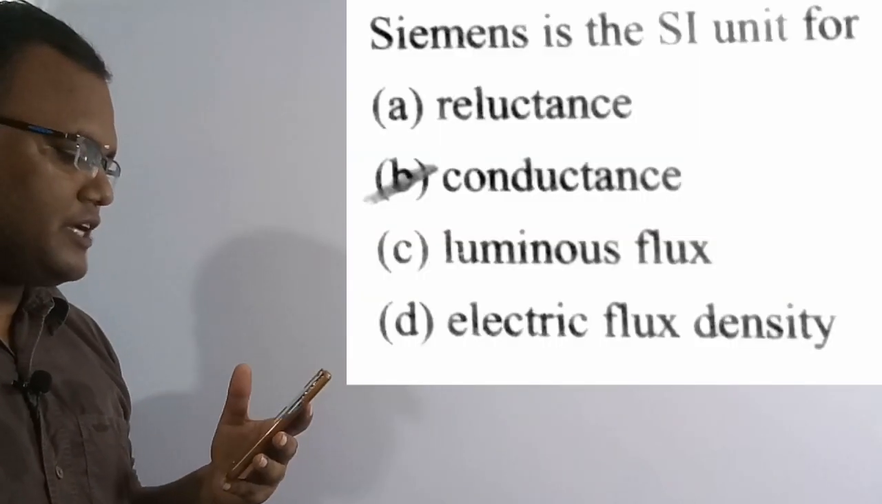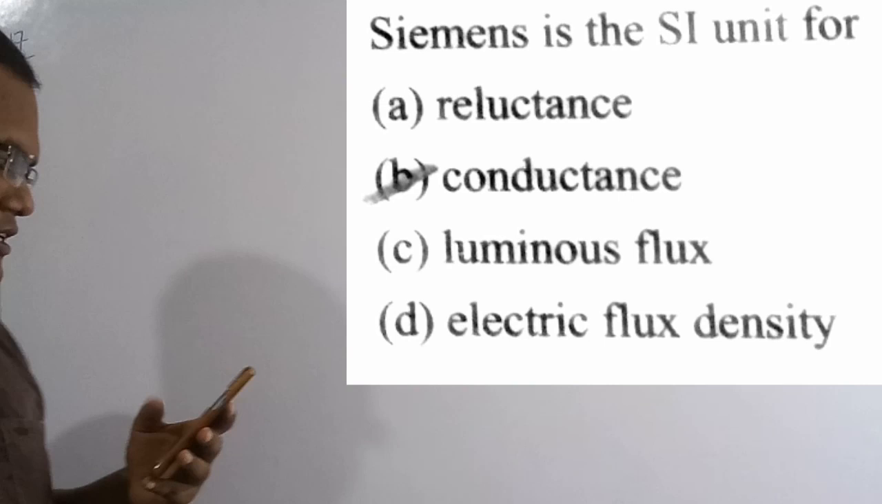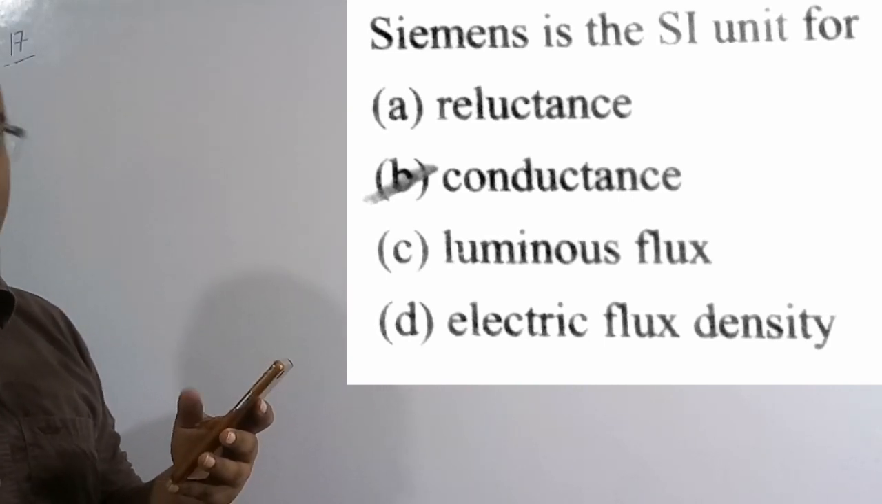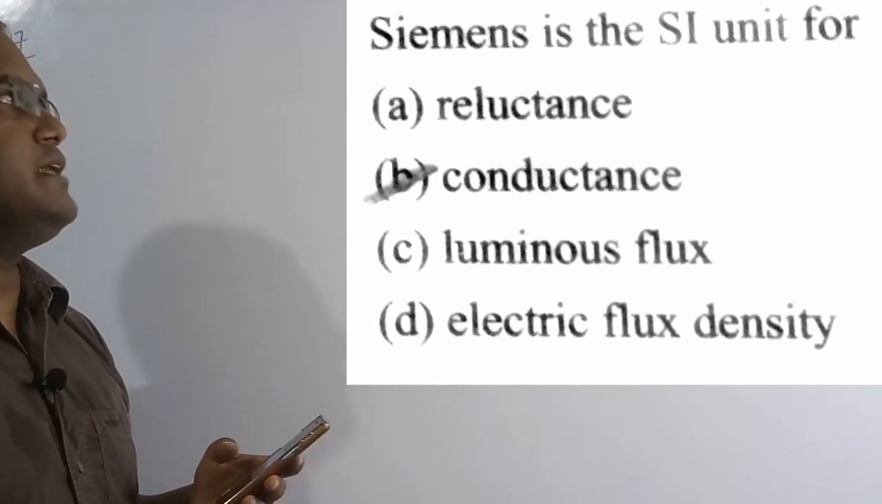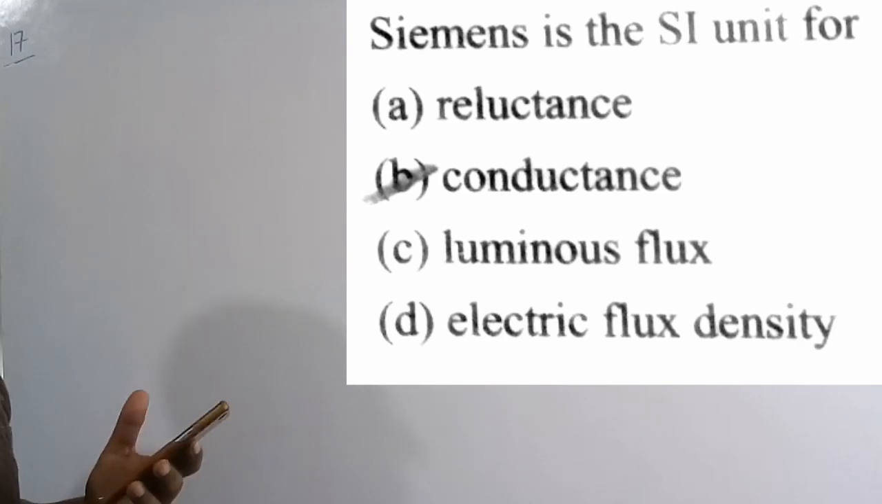So now we are going to solve the 17th question. See the question here: Siemens is the SI unit of. Basically in the question they are asking, Siemens is the SI unit of which quantity? So what are the four options? Option B, reluctance, is the correct solution of this question. So let's solve this numerical.